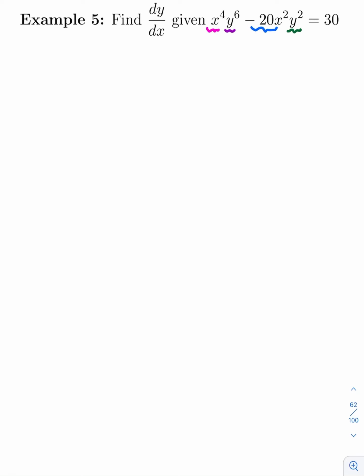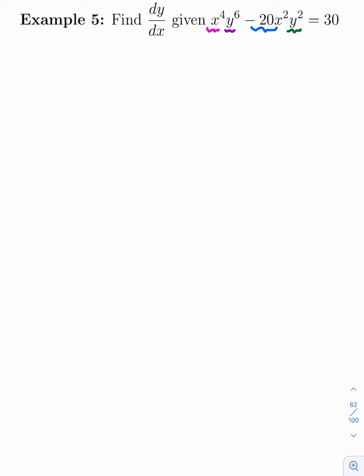Here we have a very difficult implicit differentiation. I know it's difficult because I see I have two product rules. I have x to the fourth times y to the sixth, so there's one product rule, minus 20x squared times y squared. There's a second product rule, and that equals 30. So really as tough as it could get, just because we're having more than one difficult rule in one problem.